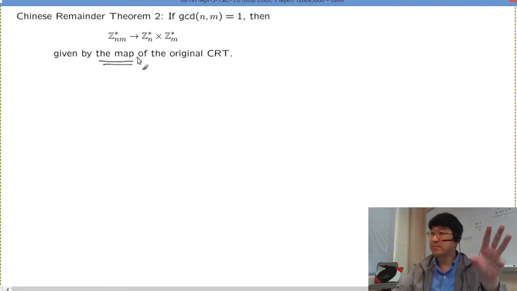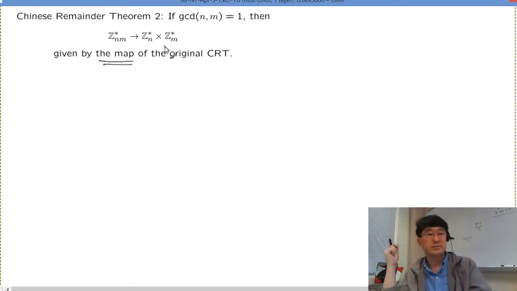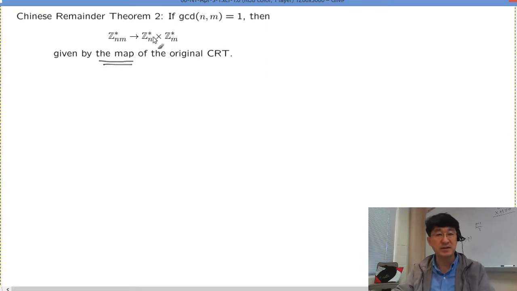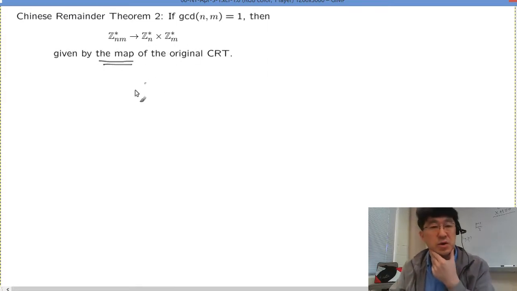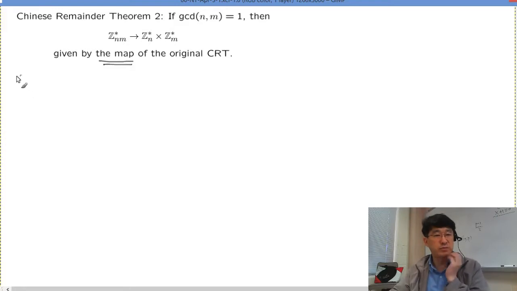No, these are relatively prime. A collection of classes that is relatively prime to n times m: relatively prime to n, relatively prime to m. That's the definition. All right. The map is the same. To take the class, identify a class in here, identify a class in there. So what is it we have to prove?